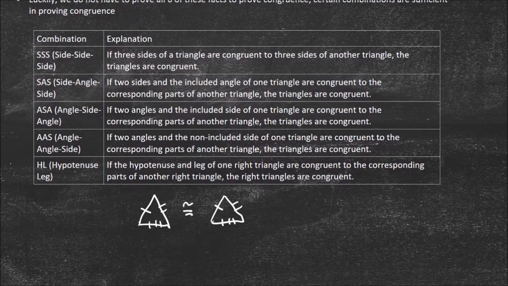I have enough to prove that they are congruent, and that is the side, side, side. That's SSS, and you always call it by the name, so we'll call that one SSS. So we would say these triangles are congruent because of SSS. So that's our first combination.